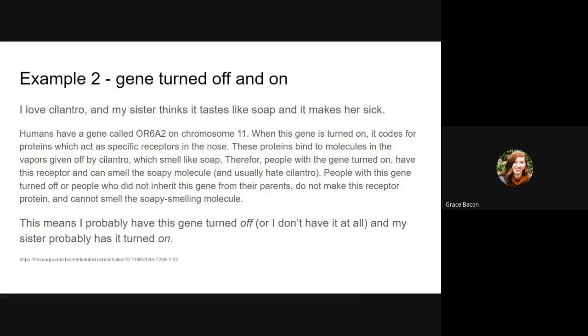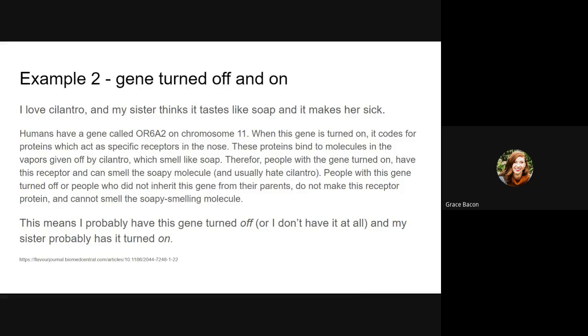People who have this gene turned off, they do not get that receptor in their nose, and so they can't smell that soapy molecule. So they don't have the gene on, so it does not code for the receptor protein, so they don't get the receptor protein because it's turned off, and therefore they cannot smell the soapy smell. So they're like, yeah, it's delicious, it does not smell like soap.